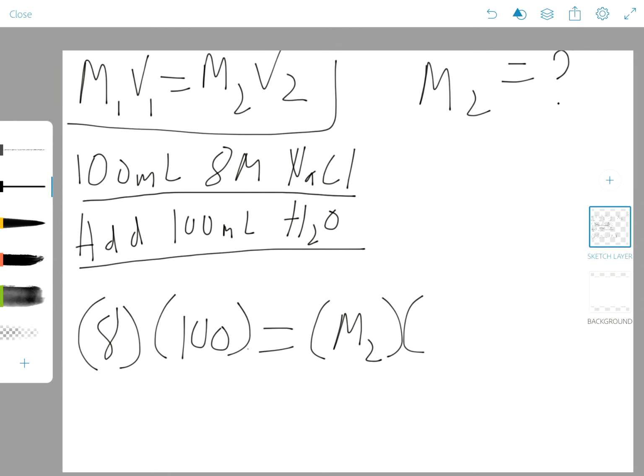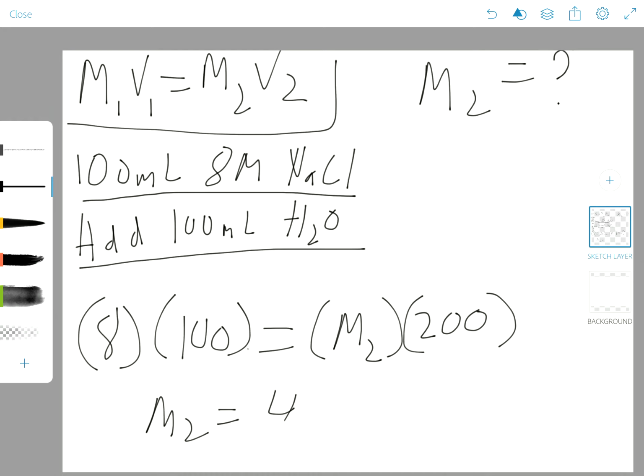Now V2, you got to be careful. This is the only tricky part about these problems. We started with 100 mils, we added 100 mils, so this is going to be 200. You might think it's the 100 because we added 100, but it's the final total, which is going to be 200. So then if we multiply 8 by 100, we get 800 divided by 200.